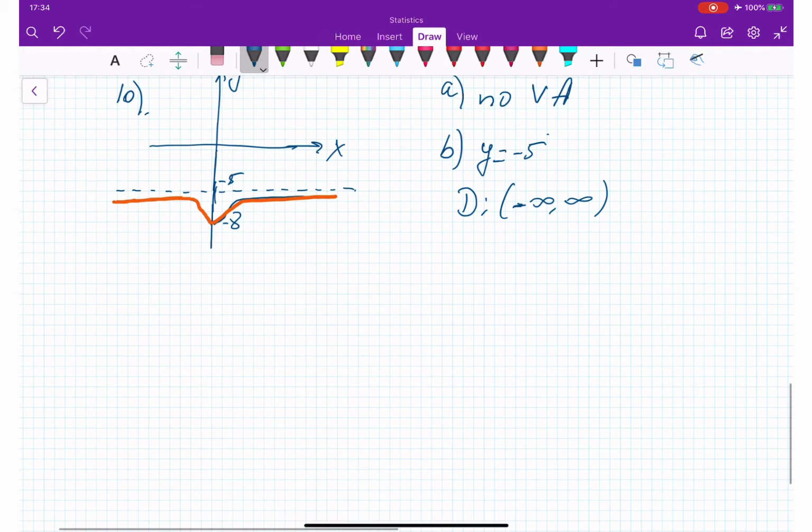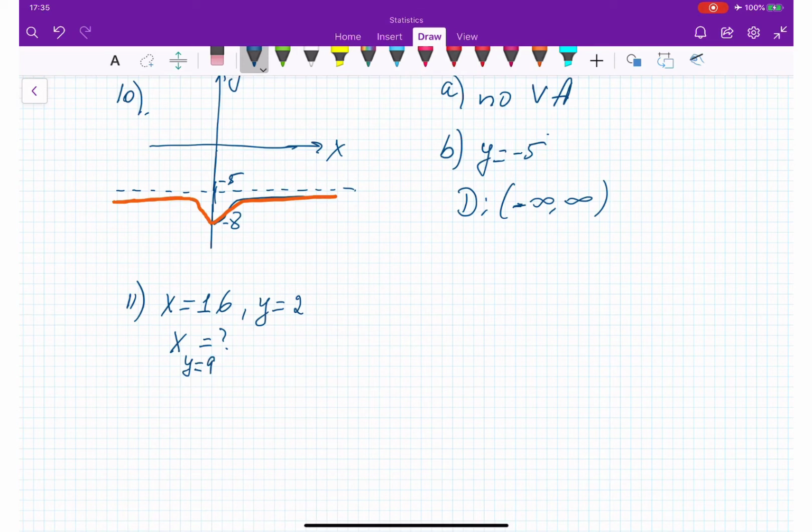Number 11. So what do we have? We have a problem where it says x varies directly as y and x equals 16 when y equals 2. Find x. How much is x when y equals 9?